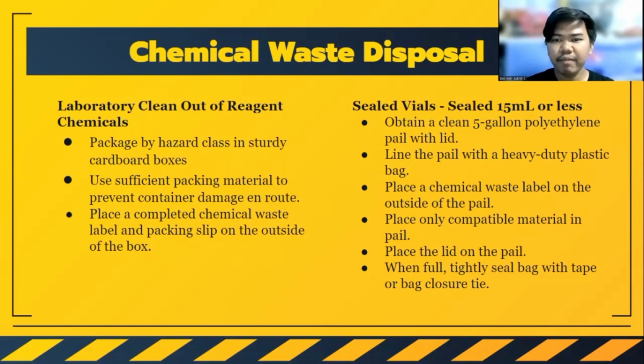First, obtain a clean 5-gallon polyethylene pail with lid. Next is line the pail with a heavy-duty plastic bag. Next, place a chemical waste label on the outside of the pail. Place only compatible material in the pail. Next is place the lid on the pail. And lastly, when full, tightly seal the bag with tape or a bag closure tie.